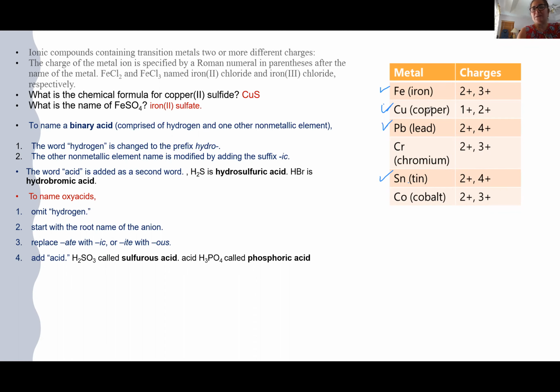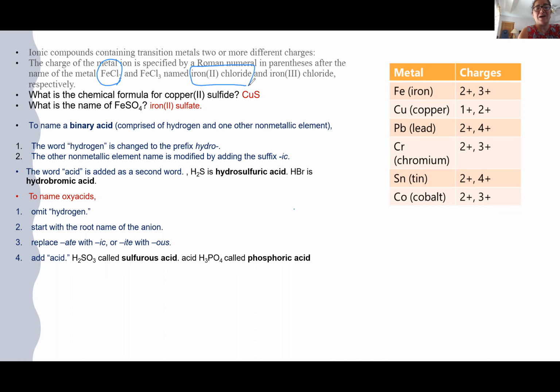If the formula is given and you're writing the name, you must indicate the charge of the transition metal that you have. In order to write that, you would use a Roman numeral to indicate the charge of the cation, the metal. So in this case, FeCl2 is iron 2 chloride.